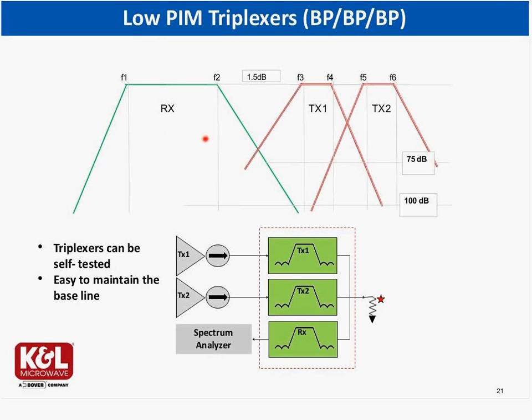So we're not addressing here solutions where we are looking for IMDs in the TX band. For that, I would say we'll have a different webinar sometime in the future. So this low PIM triplexer is operating this way, and more information can be found on the net.